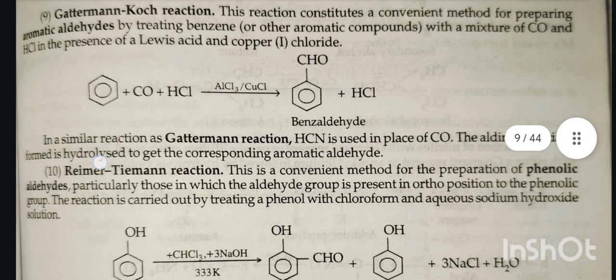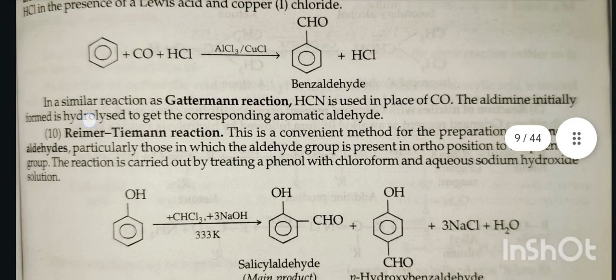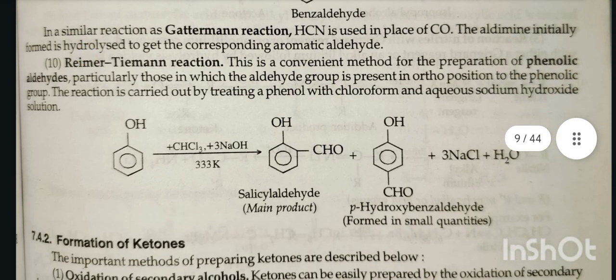9th, Gattermann-Koch reaction. The reaction consists of a convenient method for preparing aromatic aldehyde by treating benzene or other aromatic compounds with a mixture of CO and HCl in the presence of a Lewis acid and copper(I) chloride. In a similar reaction known as Gattermann's reaction, HCN is used in place of CO. The aldimine initially formed is hydrolyzed to get the corresponding aromatic aldehyde.